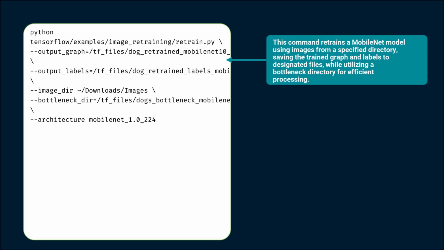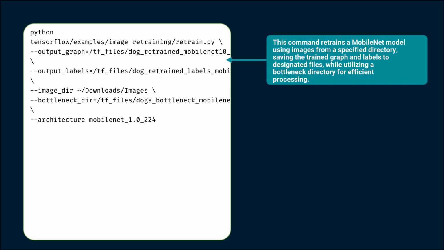This command is crucial as it prepares the model for tasks specific to your dataset. Here, we begin by defining the output graph and labels, specifying where the retrained model will be saved. The output graph file is designated to save the model's architecture and weights, ensuring that it can be loaded later for inference. Moving on, we specify the output labels file, which will contain the names of the classes your Mobilenet model has been trained to recognize. The image_dir parameter is also important, as it points to the directory storing your training images, directly influencing the quality of your retrained model.